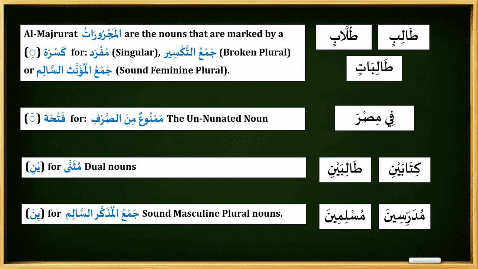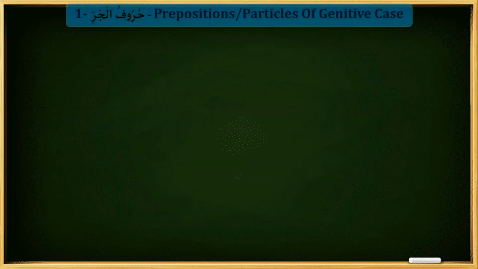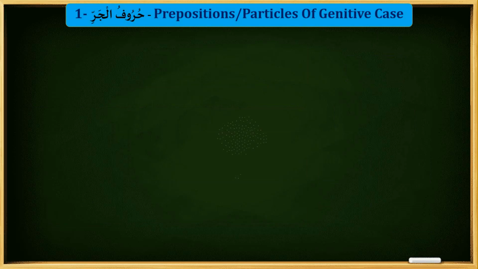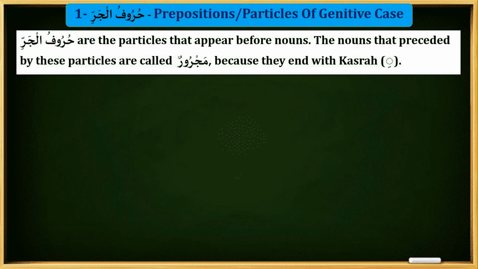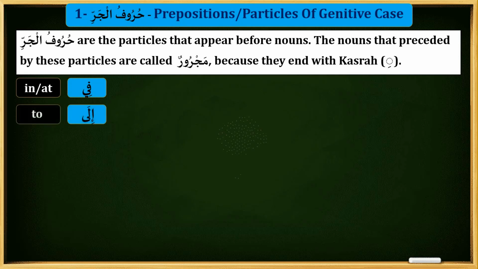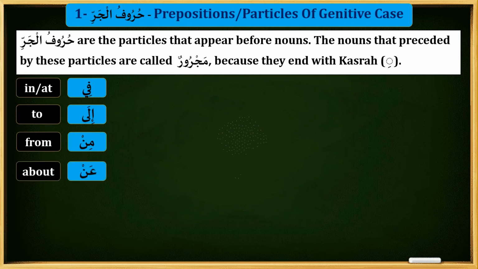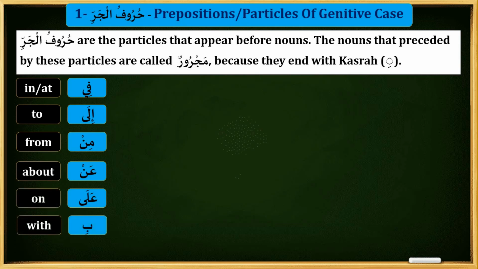Now let's learn what makes the noun genitive case. First one, huruful jar, prepositions or particles of genitive case. Huruful jar are the particles that appear before nouns. The nouns that are preceded by these particles are called majroor because they end with kasra. Some prepositions are fi, in or at, ila, to, min, from, an, about, ala, on, bi, with, and li, for.